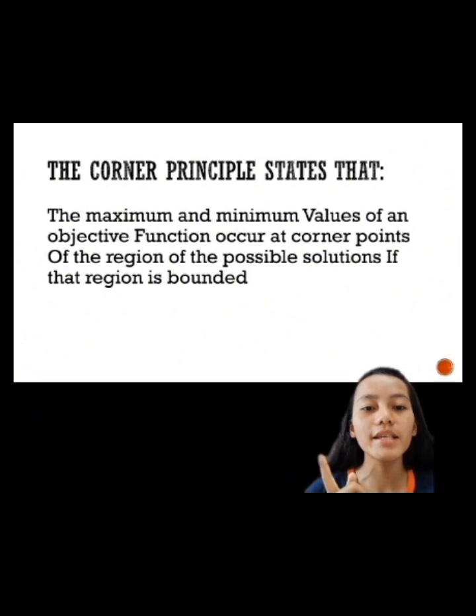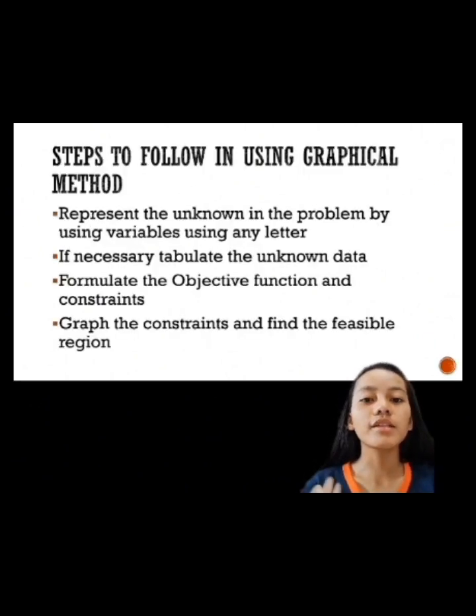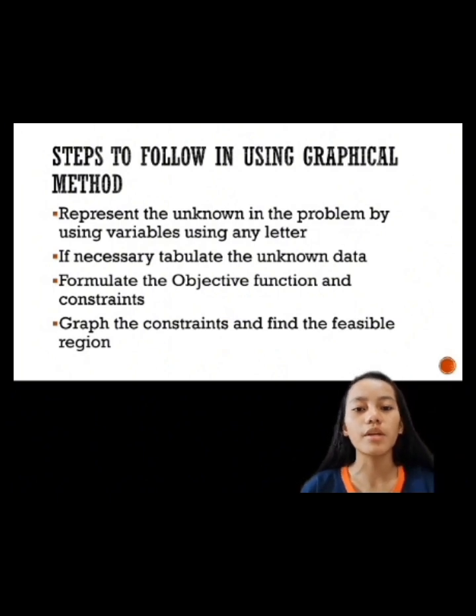Next, the corner theorem states that the maximum and minimum values of an objective function occur at corner points of the region of possible solutions if the region is bounded. So here are the steps to follow in using the graphical method.